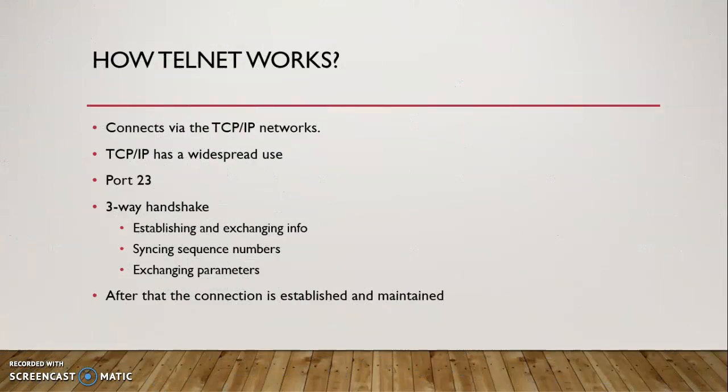How Telnet works. Telnet connects remotely to other terminals via TCP/IP networks. This is beneficial since TCP is used so widely across many devices, and it's very popular. This is also beneficial for companies like corporations because it makes it easier and more time efficient to solve problems.